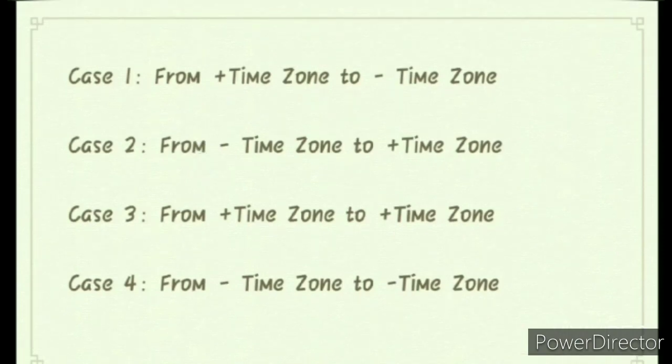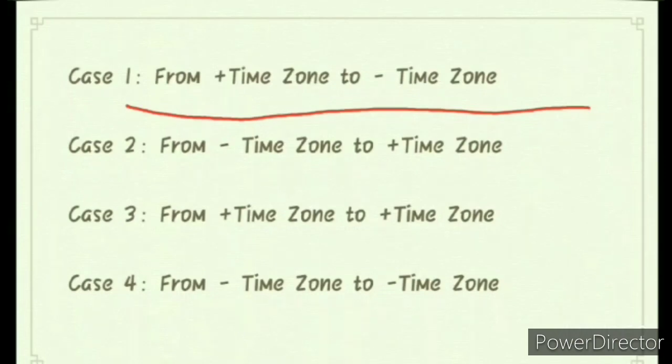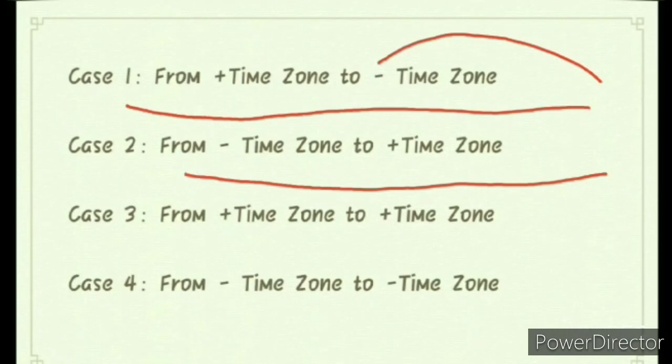Here you can see case number 1, where a flight is taking departure from a city or country which is in a plus time zone and it is arriving at a destination which is in a minus time zone. So what will be the calculation in this case? Now you can see case number 2, where a flight is taking departure from a city which is in a minus time zone and it is arriving at a destination which is in a plus time zone. The calculation in case number 1 and case number 2 will be different from each other.